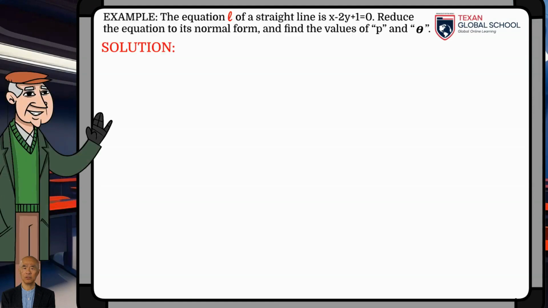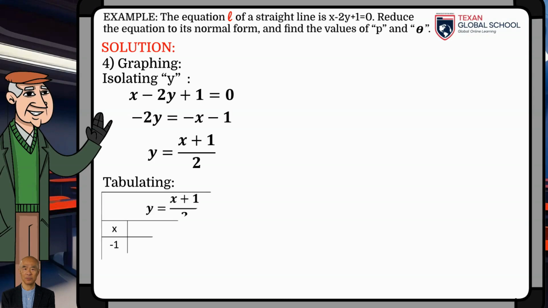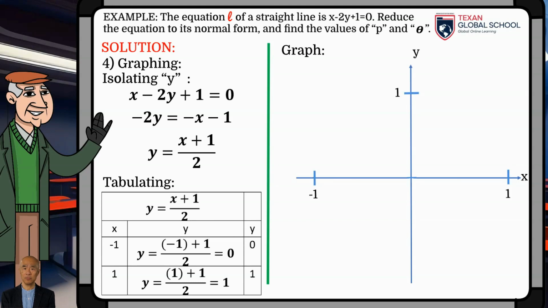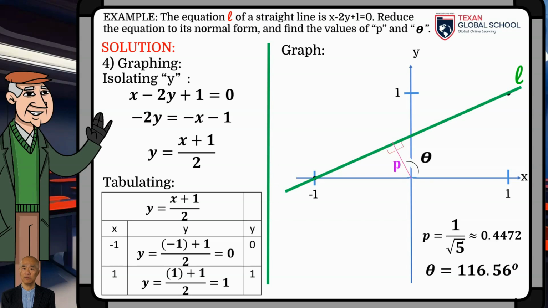To graph, solve for y from any of the equations of the line, in this case the general form, and we tabulate. We can then see the behavior of the line. The distance from the origin to the line, perpendicularly, is p equal to 1 over the square root of 5, and the angle in the normal position to that radius vector is 116.56 degrees.